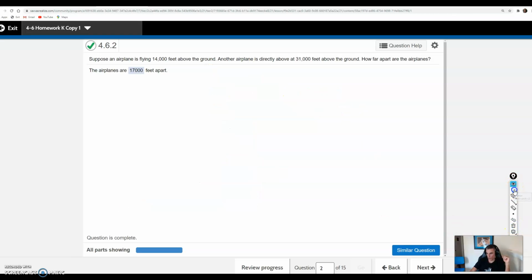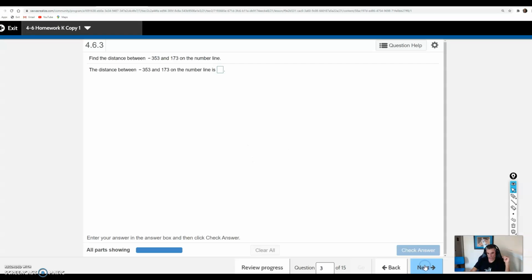All right, I'm going to do one more, and then I'm going to let you guys sort of struggle with the rest. This one's a little different. It says find the distance between negative 353 and 173 on the number line. So it may not look like it, but this problem is actually really similar to the very first problem I started off with, the runners in the race.